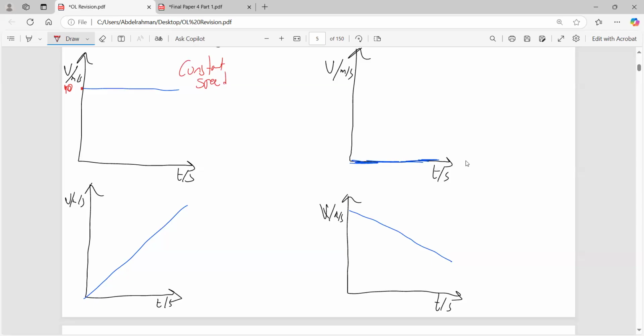Is this object accelerating? What does acceleration mean? Acceleration is the rate of change of velocity.